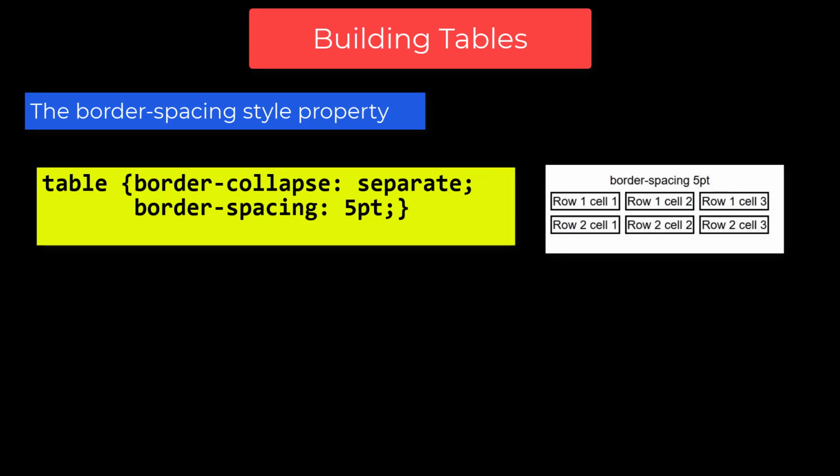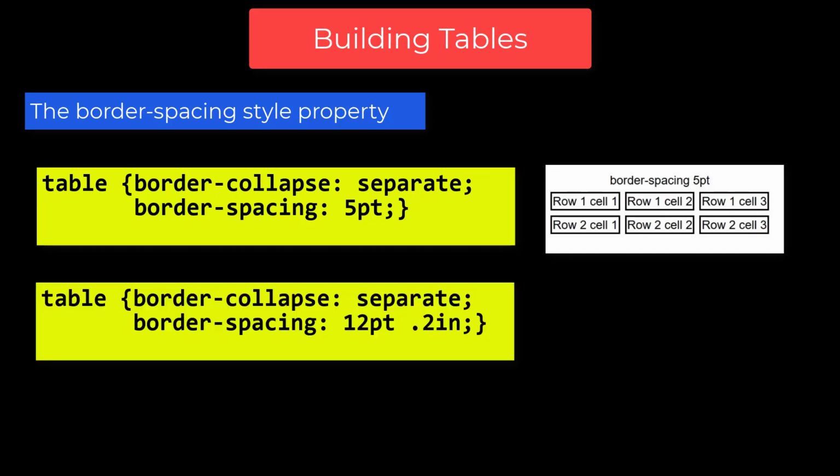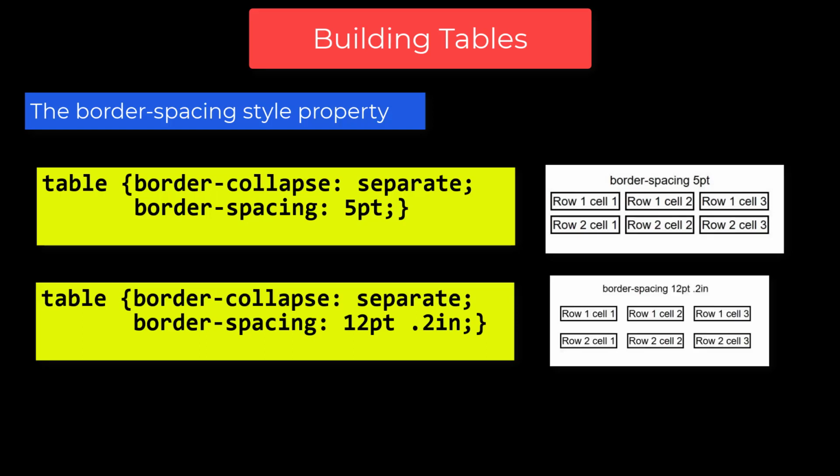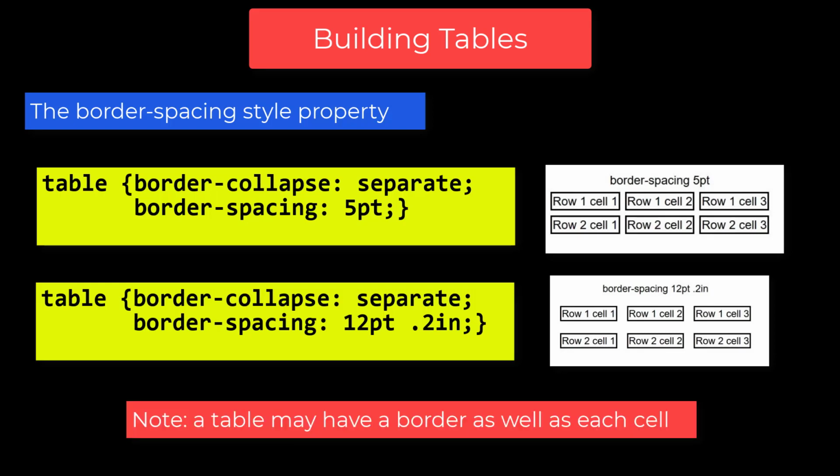But if border-spacing is 12 points, 0.2 inches, then the horizontal spacing between borders will be 12 points, while the vertical spacing between borders will be 0.2 of an inch, like this. Note that a table may have a border as well as each cell.